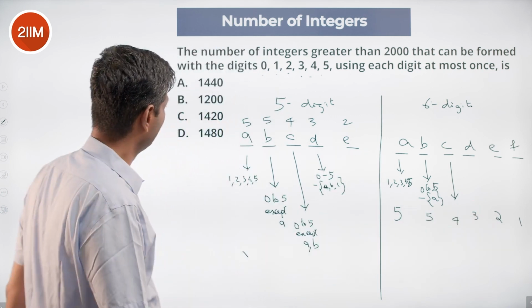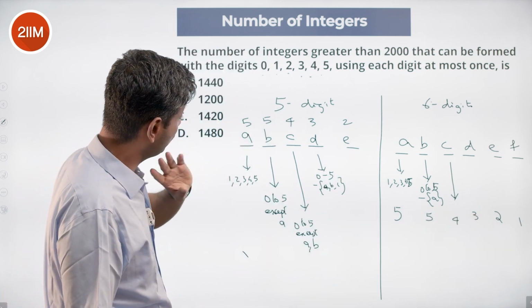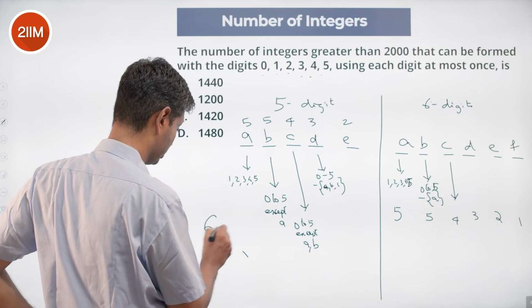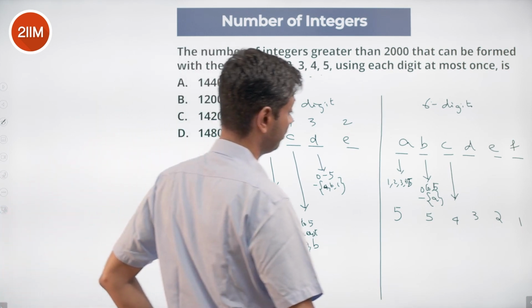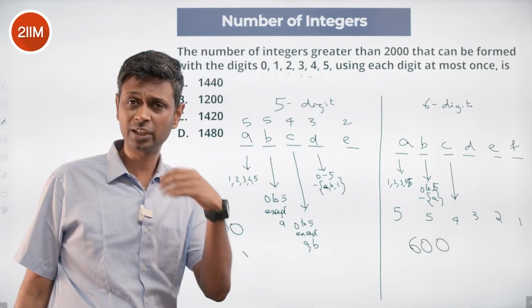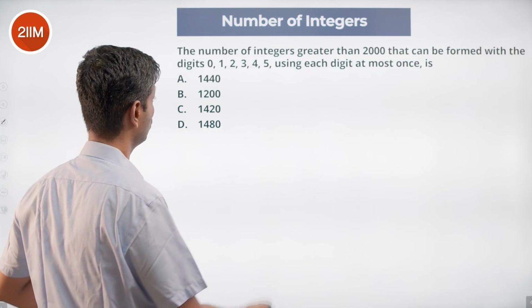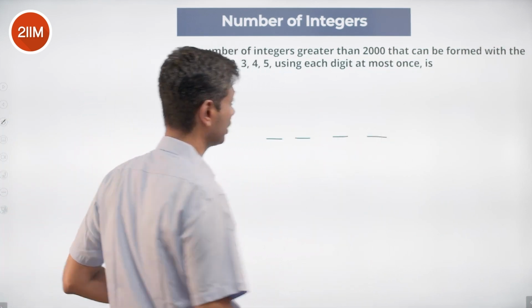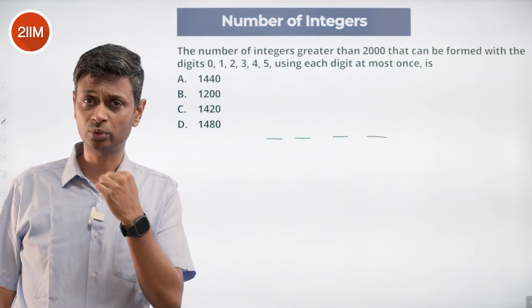That's it. 5 into 5, 25, 25 into 4, 100, 100 into 6, 600. 600 5-digit numbers, 600 6-digit numbers. Now let's move to 4-digit numbers. Looking at 4-digit numbers, more than 2000.